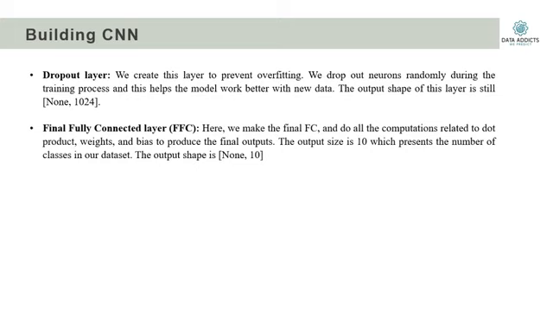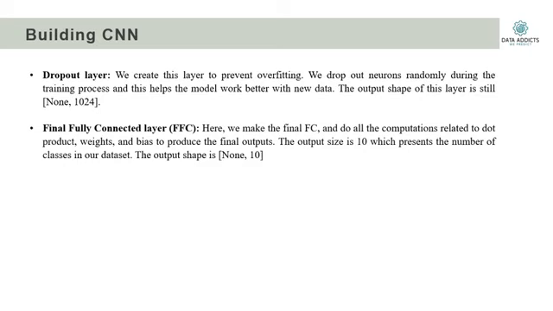Now we continue to build our model. We have a dropout layer. In this layer, we drop out some neurons randomly during the training process, which helps the model work better with new data or unseen data. The output shape for this layer is still None, comma, 1024. And I also need to mention that we create this layer to prevent overfitting.